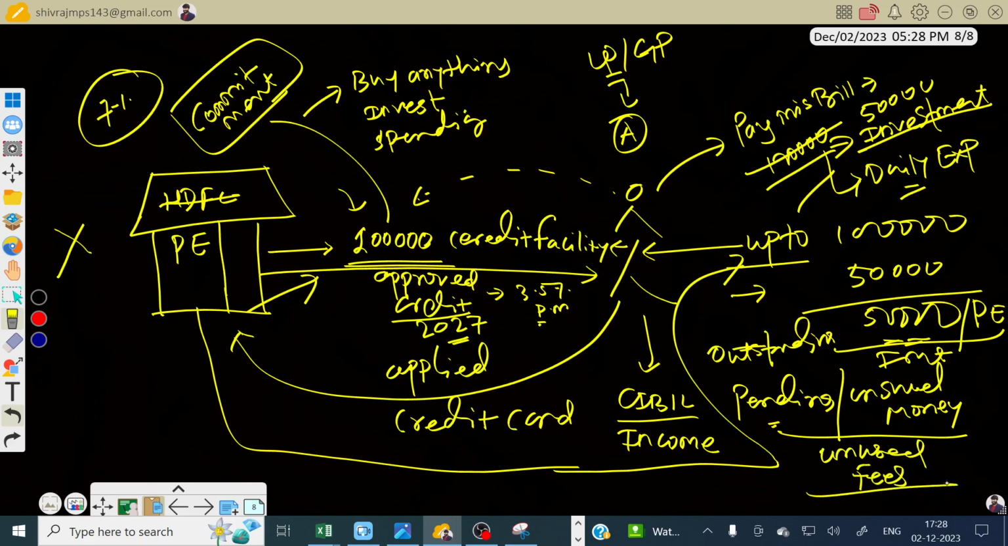So this is how your private equity fund works. From an interview perspective, you would see 2 to 3 questions around it. One is, what is commitment? Commitment means it's a facility committed by the limited partners and general partners to the private equity fund for an investment opportunity.